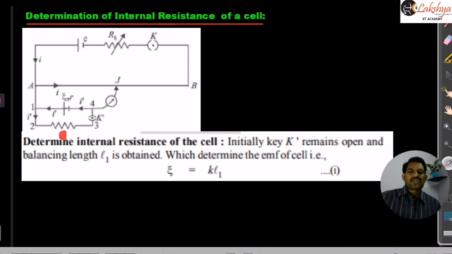After closing this, again our procedure is the same. We press the jockey at different points until we get zero deflection. Suppose at some length L2 we get the zero deflection. So at L2 there is no current flowing to the galvanometer. Observe this carefully: there is no current flowing to the galvanometer, but still there is some current flowing in this circuit, which I mention here as I dash. That I dash will flow only through this 1, 2, 3, 4, because it is a closed loop.